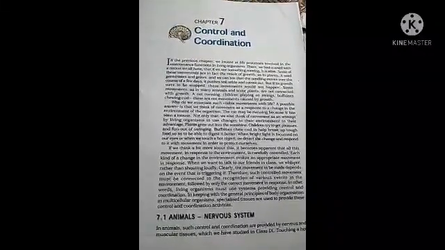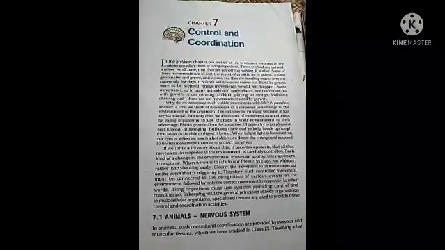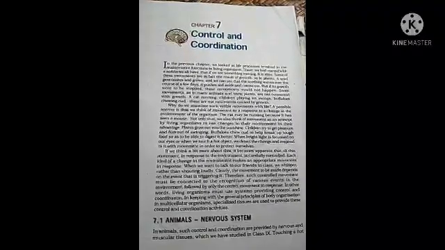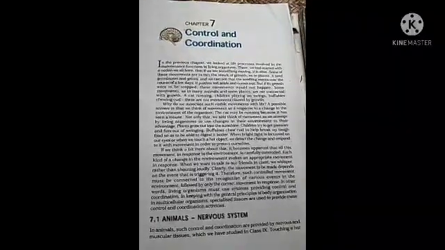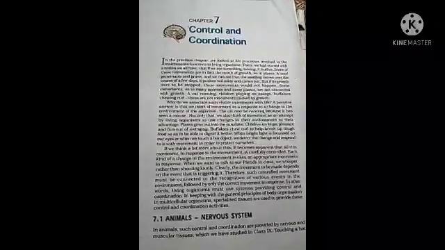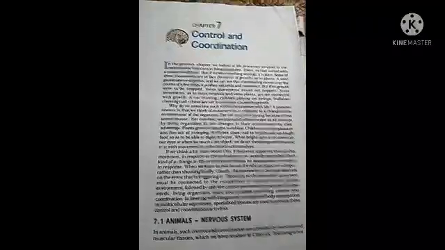So what happens? There is a control. There is something that's controlling the eye, the arm, and the leg to work together so that they can kick the ball nicely, right? There is some control, and that control and coordination is what we will study in this chapter. Okay, now we'll start with the chapter.